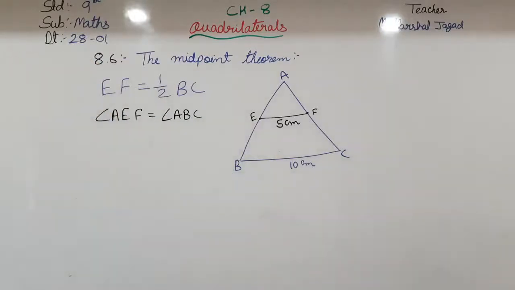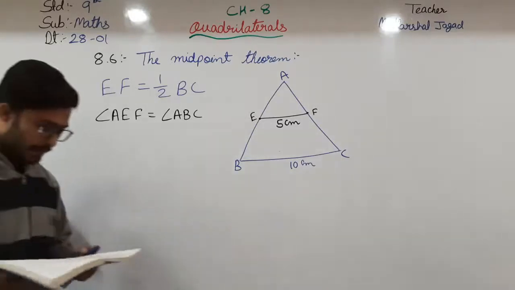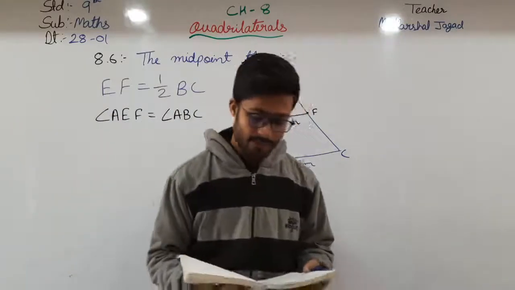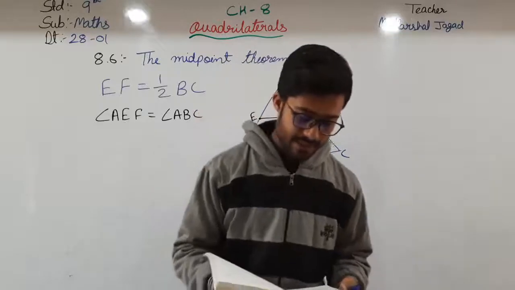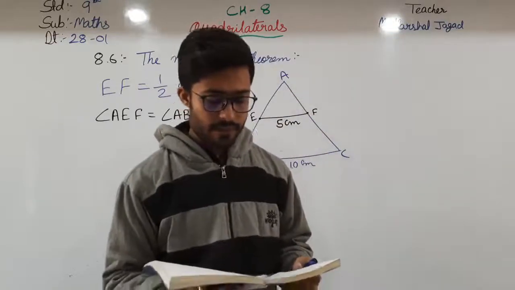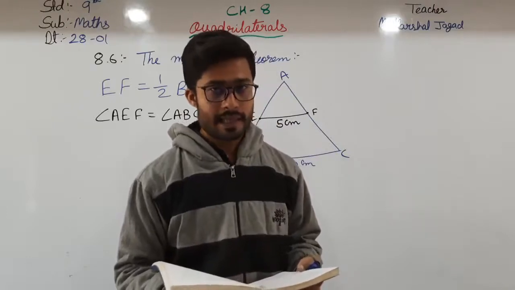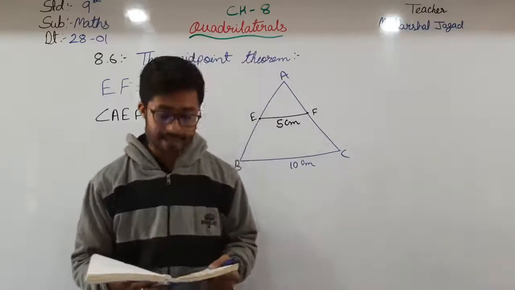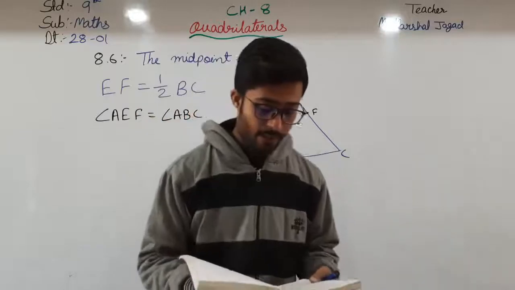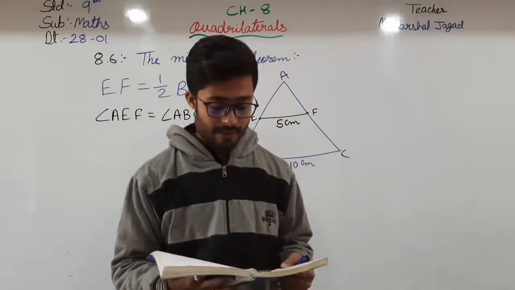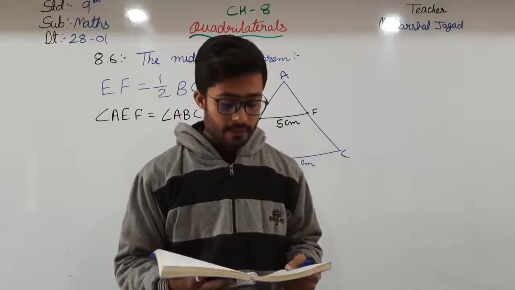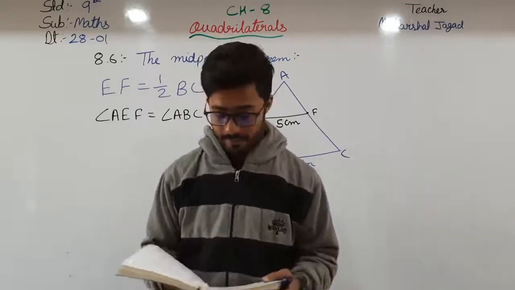Then after, there is another theorem, that is theorem number 8.9, that is the line segment joining the midpoints of the two sides of a triangle is parallel to the third side. Here they are telling the line segment joining the midpoint of two sides of a triangle is parallel to the third side.